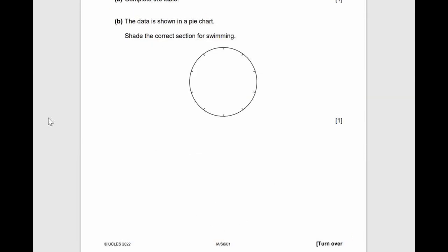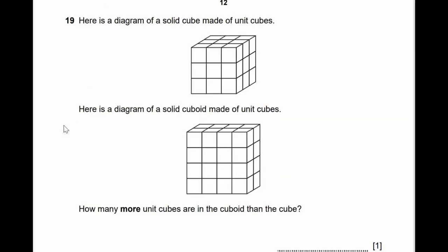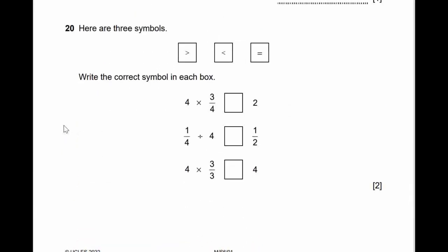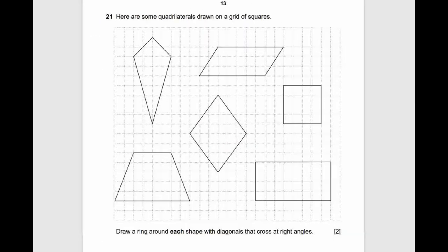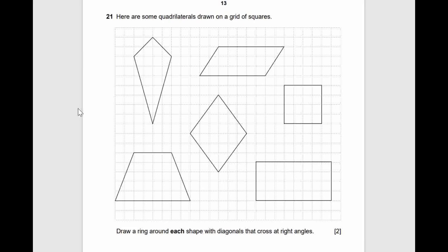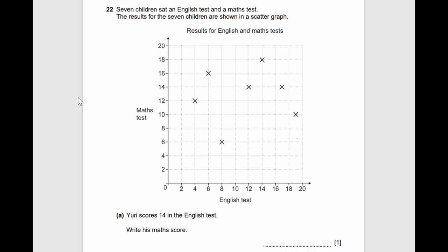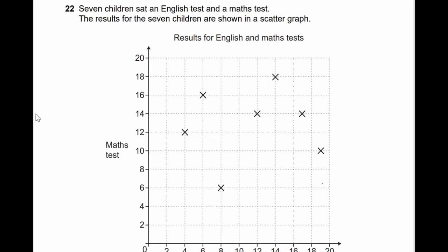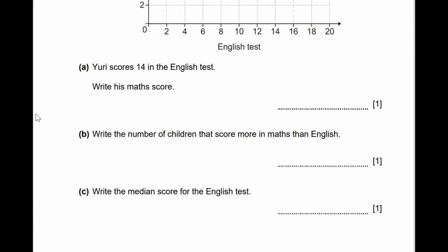And then this is page 12, question 19. And then question 20. Page 13, question 21. Question 22, page 14. Question 22a, 22b, and 22c. This is question 22, the diagram. And then this is the graph. And then this is the A, B, C.